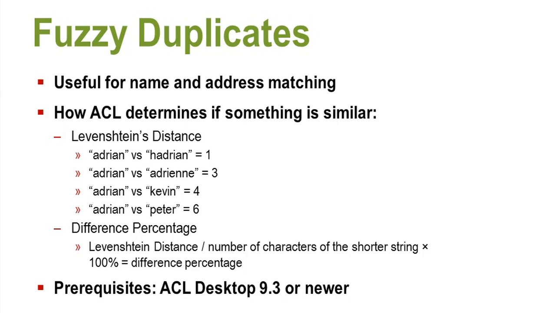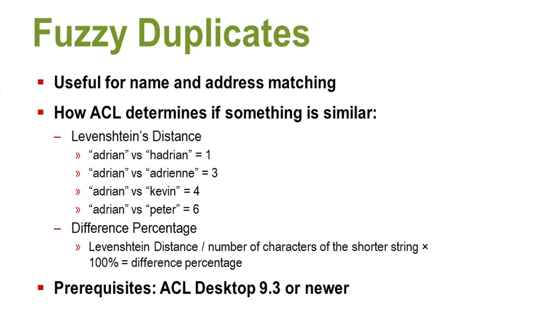Now, the actual theory of how the fuzzy duplicate function works within ACL gets a little bit more complicated, and Kevin's going to explain that to you. So ACL uses an algorithm called Levenshtein distance to determine whether something is a duplicate or not when performing fuzzy duplicates. How Levenshtein distance works is it looks for the number of single character edits required to make two strings match each other. What that means is anytime you need to add a letter, delete a letter, or substitute a letter, that counts as a character edit.